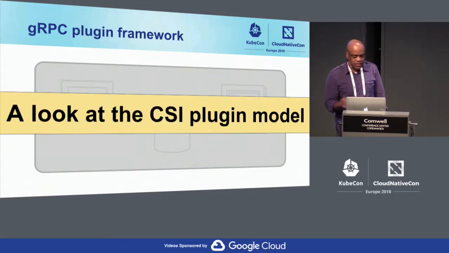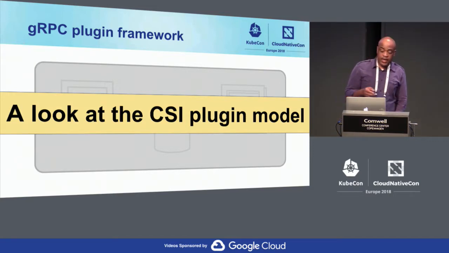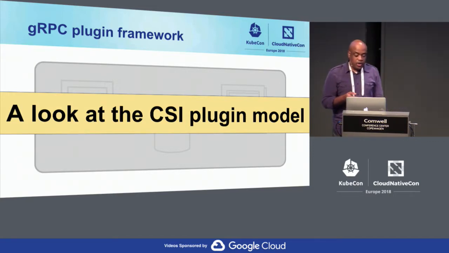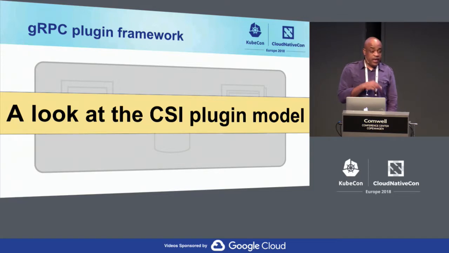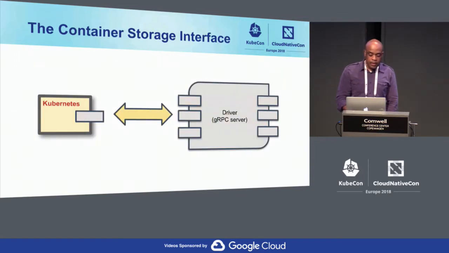Now, let's look at a specific example of using gRPC as a plugin framework, and we're going to look at the CSI, which is an actual project that is part of Kubernetes that is using gRPC to extend Kubernetes as a plugin model.